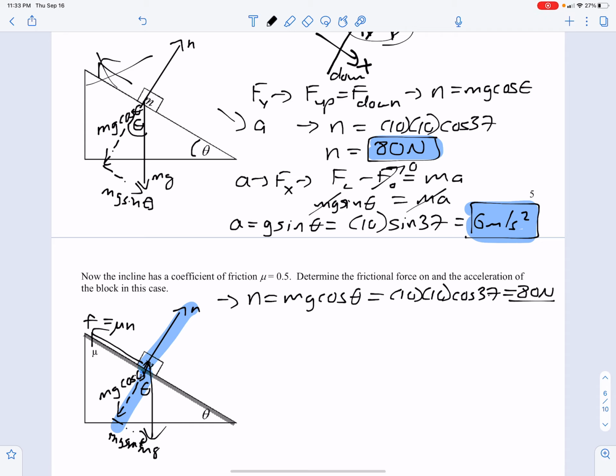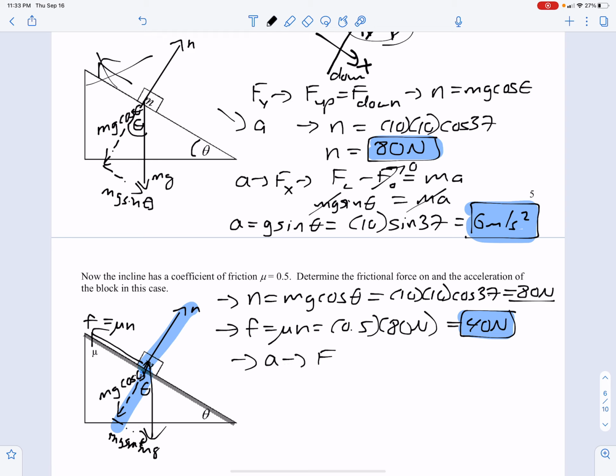Okay, now we want to determine the frictional force and the acceleration. So the frictional force is going to be mu times normal force, or 0.5 times the 80 newtons, which would be 40 newtons. The acceleration requires the friction. So to find the acceleration, we're going to use Newton's second law. Causing force minus opposing force equals ma. The causing force still points downhill, which would be mg sine minus friction. Friction is our opposing force. That equals ma.